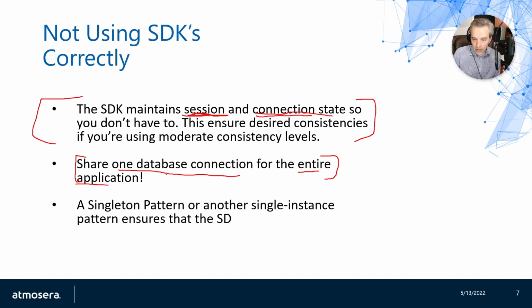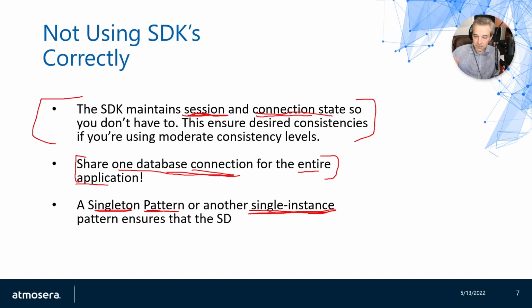To set up a single connection for the entire application, we want to use a singleton pattern or something like that, which guarantees that I have a single instance of the client for the application. I commonly use a singleton pattern for this, but this would apply to any SDK regardless of what you're doing.